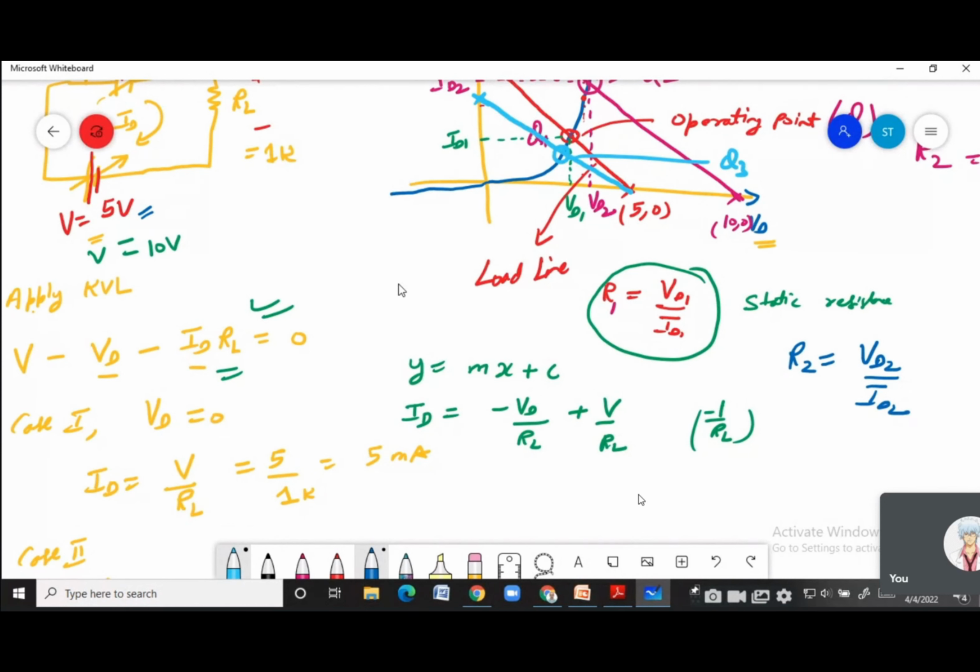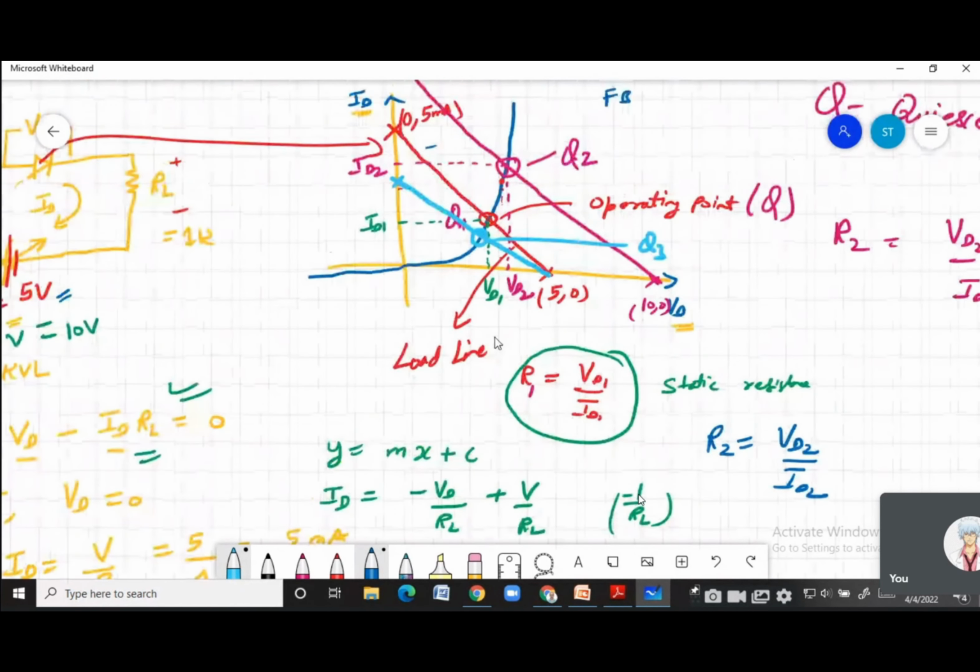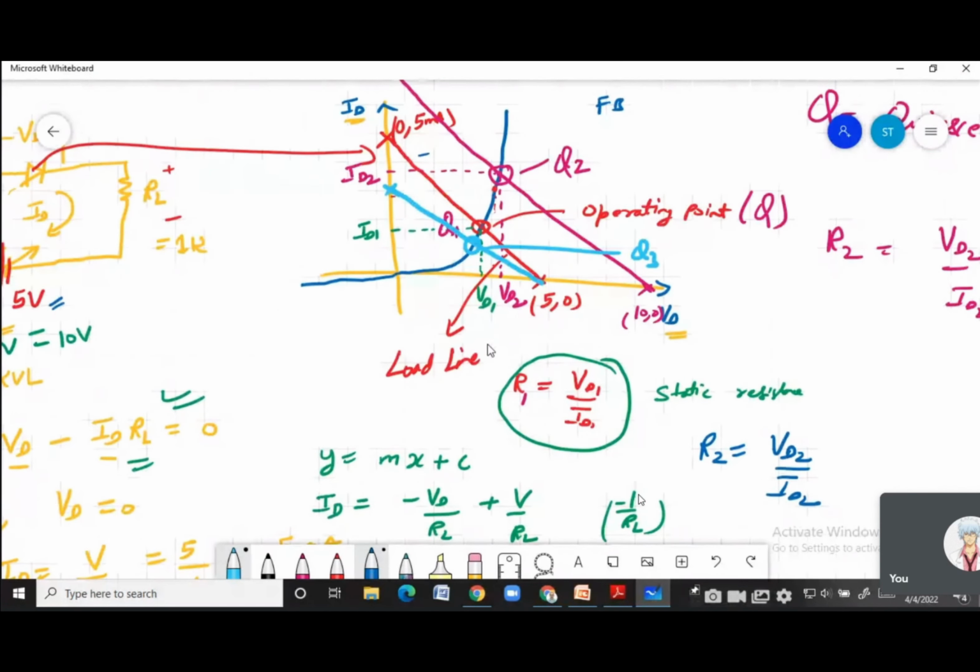And another point is Q3 over here. So that would give you R3 is equal to VD3 upon ID3. Okay. So what you can see is that there are three resistances available to you, and all of these are the resistances of the diode.